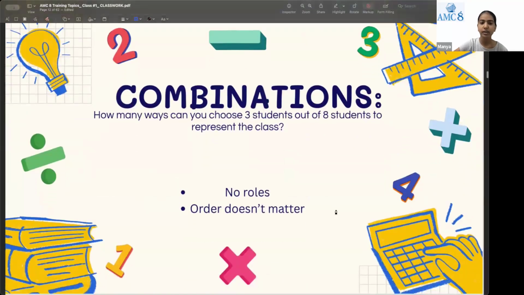So this is combination because there are no rows here. By rows, I mean first place, second place, third place. We're just trying to pick 3 students out of the 8 students. And the order does not matter, because once again the groups will still be the same.